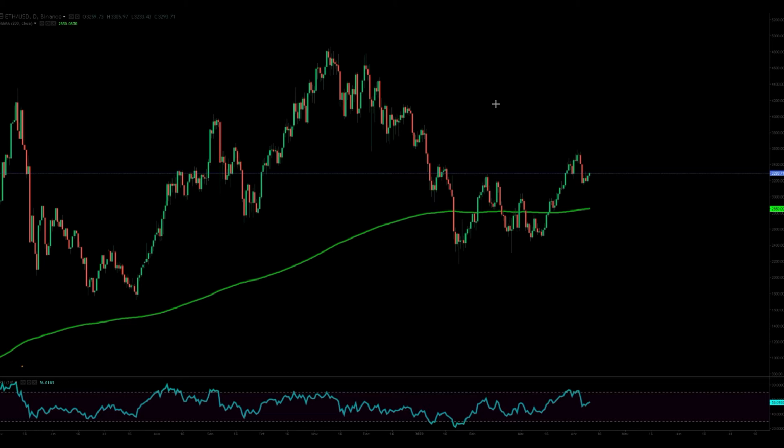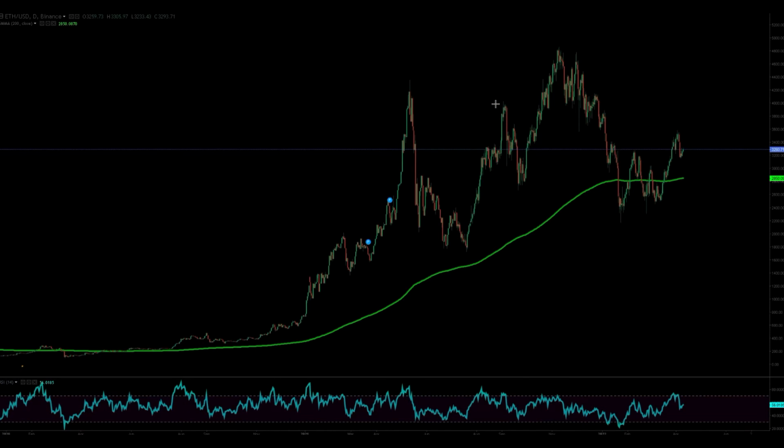As you can see on my screen at the moment, I have Ethereum and I've put it on a daily time frame. This is very important. I always use the daily time frame. I am not worried about what will happen in the next hour or next 4 hours. I want to look at the long term trend and then analyze what is happening.